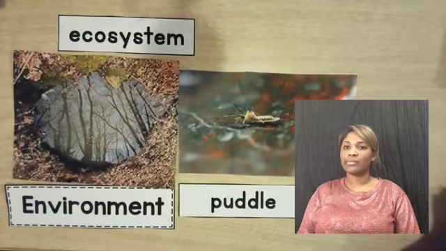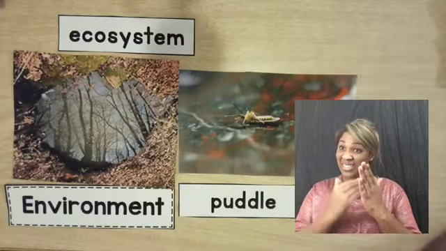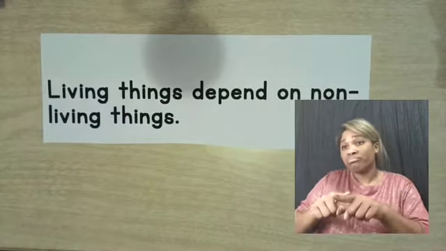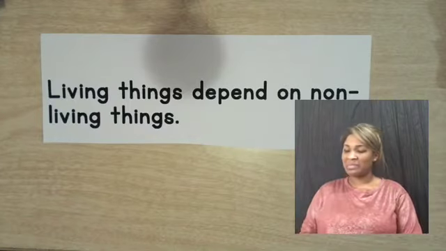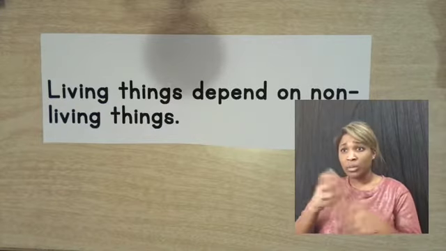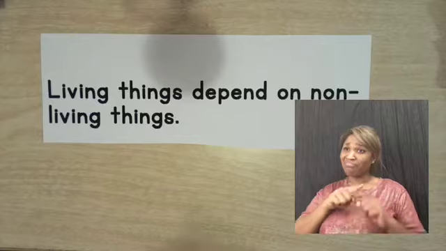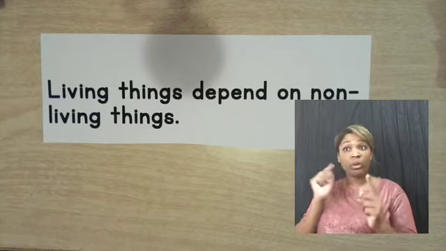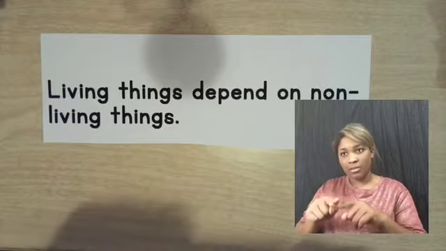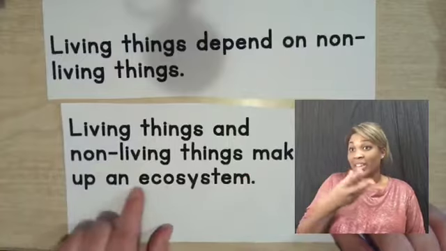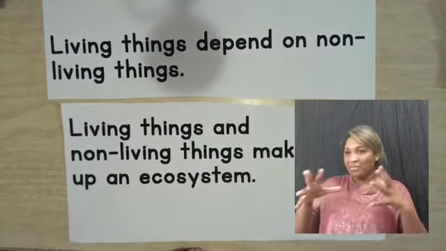So this is our lesson for this week. And the main idea that we need to know is that living things depend on non-living things. We all depend on water. Water is not alive. Water is a non-living thing. And we depend on it. So this is an important point, that living things depend on non-living things. And living things and non-living things make up an ecosystem. They interact together.